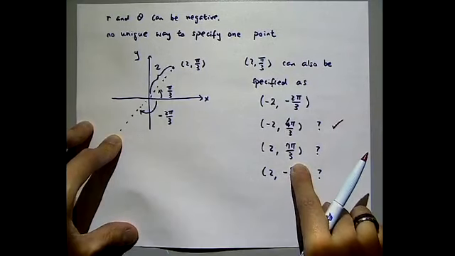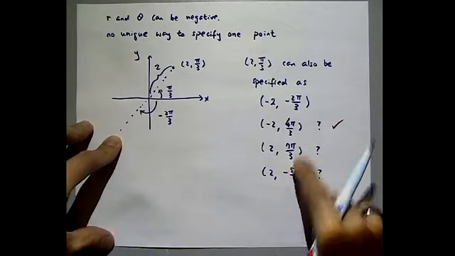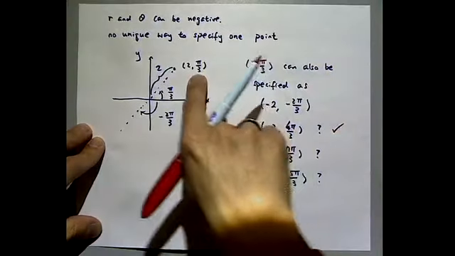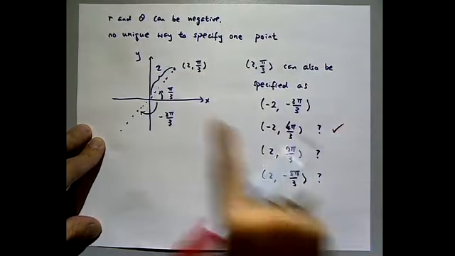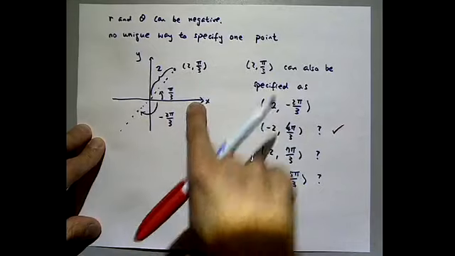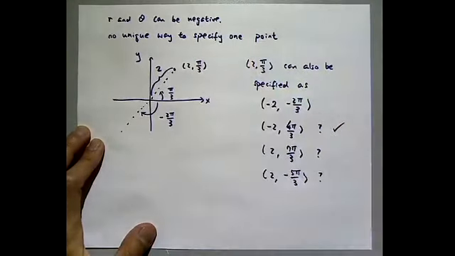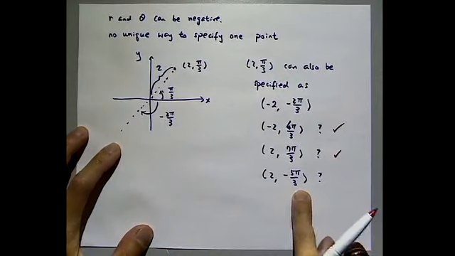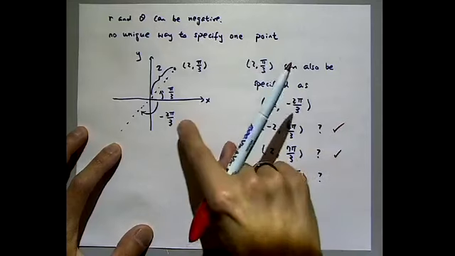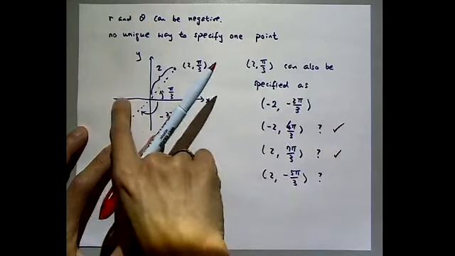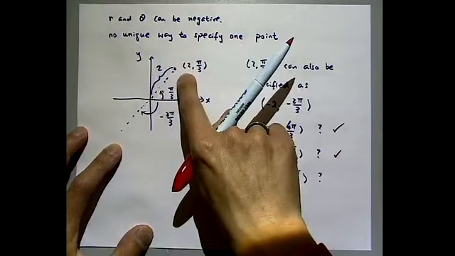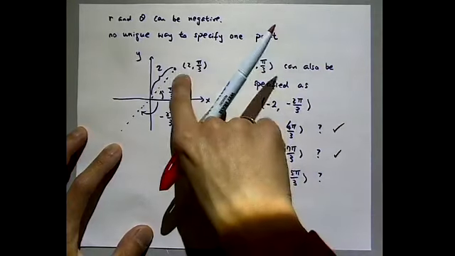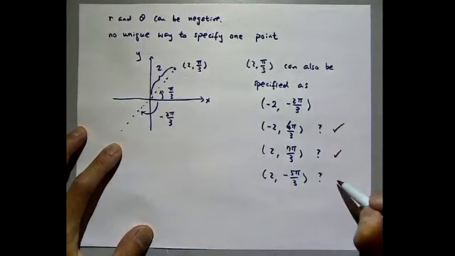2, 7 pi over 3. Well, that one's pretty easy to figure out. That's just this guy here, and then go one more circle around. That's adding 2 pi to that angle. So 7 pi over 3 is 2 pi plus pi over 3 and a positive radius. So that looks pretty good. And 2 comma -5 pi over 3. So let's see. -1, 2, 3, 4, 5. -5 pi puts us here, and I want to stay in the same quadrant, so a positive r puts us in the right place. So that also looks pretty good.